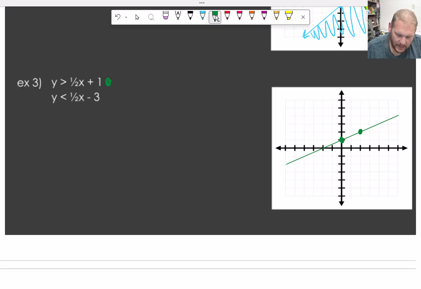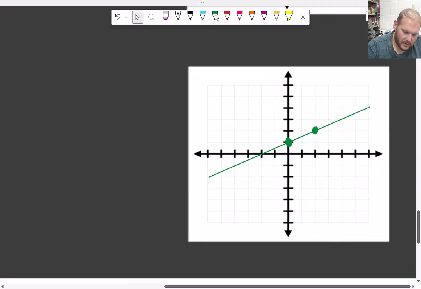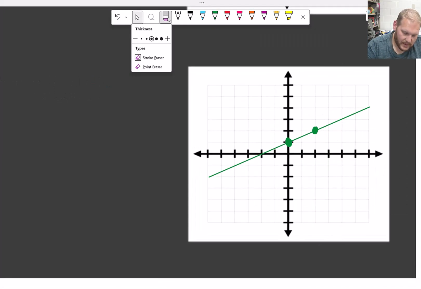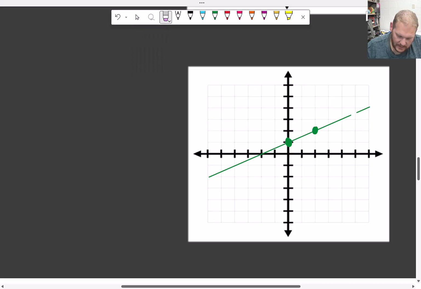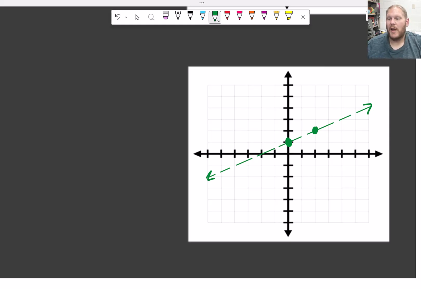Now this was supposed to be a dotted line, so I'm going to erase a couple of points in here just to make it dotted again, because my ruler functionality is still not wanting to agree with me on the computer here. So I am dotted in that regard. My original inequality was greater than for that top one, so that tells me I'm going to be shading above.